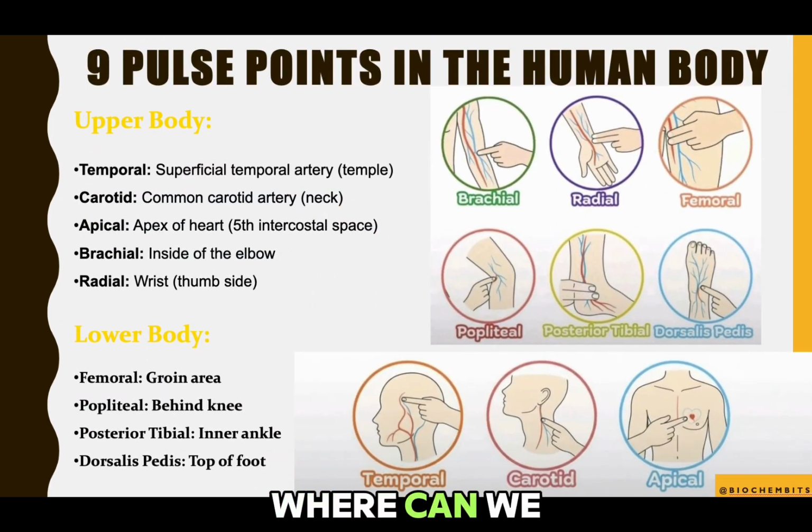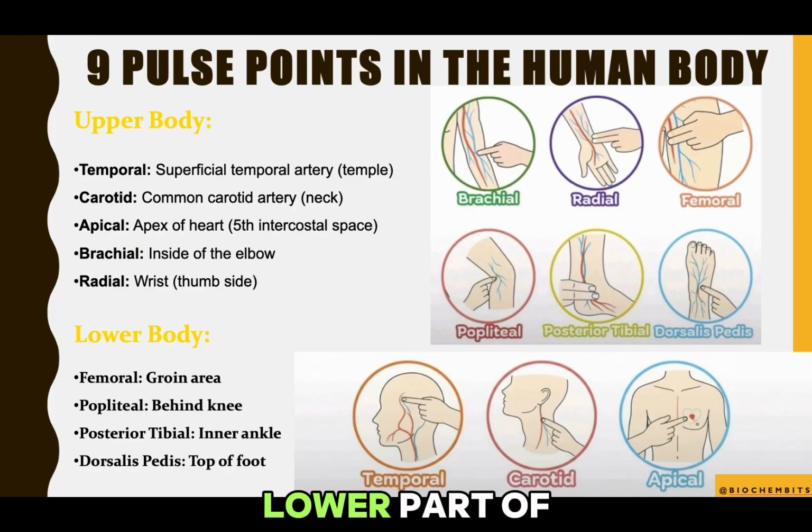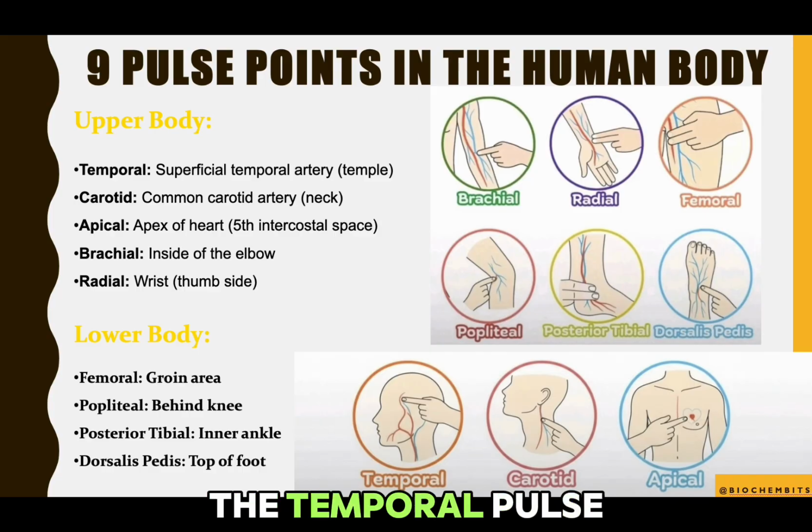Now, moving ahead, where can we really assess this pulse? There are 9 major parts of the body where we can get this pulse, and each of them has its own clinical significance. We have the upper part of the body and the lower part of the body, but I'll take them based on the way they appear. Now let's look at the upper part of the body, starting with the head, the temporal pulse. The temporal pulse is at the temple.